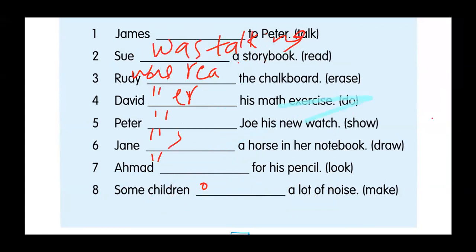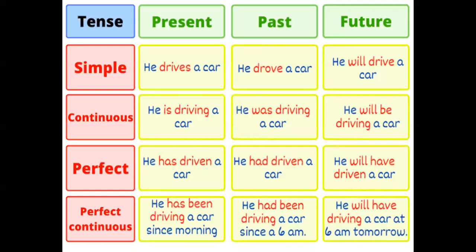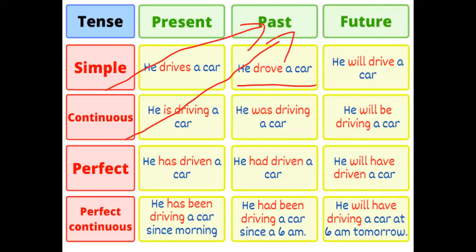Just erase this. So we have seen these two forms, right? Past tense: he drove a car. This is simple past tense. Then past continuous or past progressive tense, just now we have seen: he was driving a car. Past continuous and past progressive are one and the same. Don't get confused.